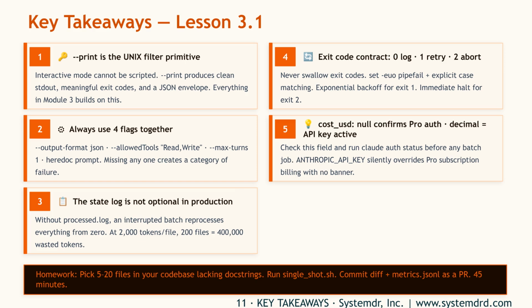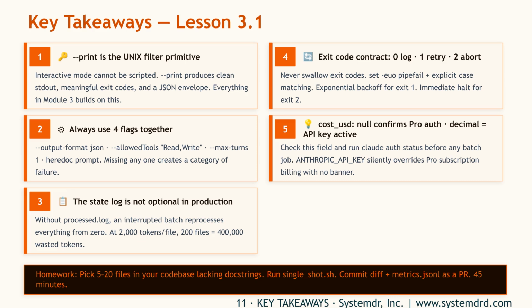04. Exit code contract. 0. Log and continue. 1. Back off and retry. 2. Stop immediately and fix the script. Never swallow exit codes. 05. cost_usd null confirms pro subscription. A decimal means Anthropic API key is active. Check this field after every first run in a new environment.